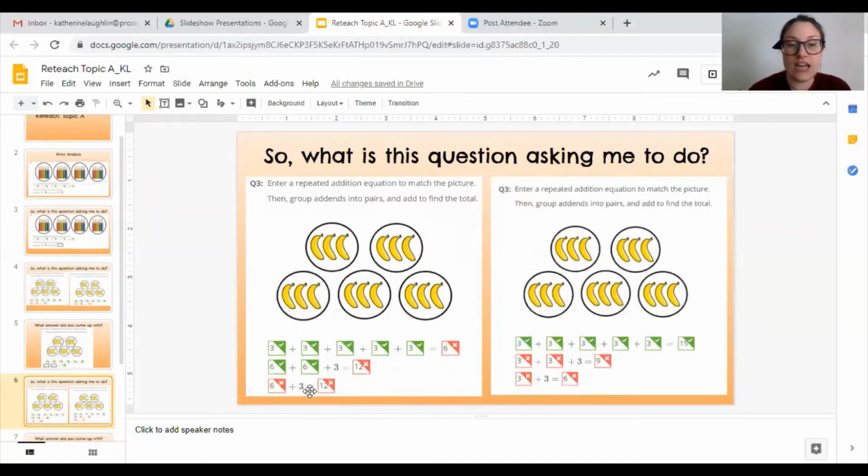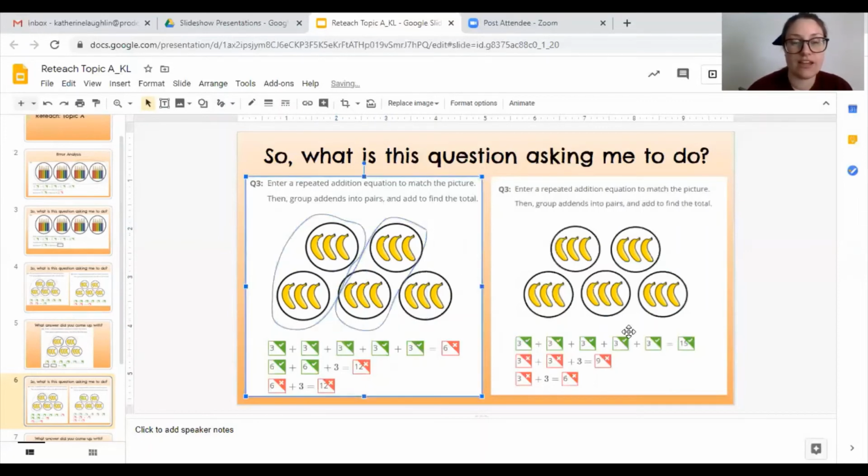The last part asked you to group them again, okay? So you had 6 plus 6 plus 3 equals 15. Remember, that total answer doesn't change. And then they asked you to double it up again. So if what you had was a group of 6 and another group of 6 and then 3 all by itself, they are asking you, where else can you find pairs?